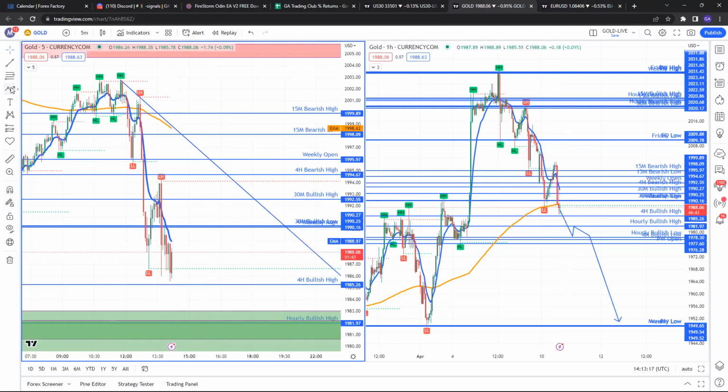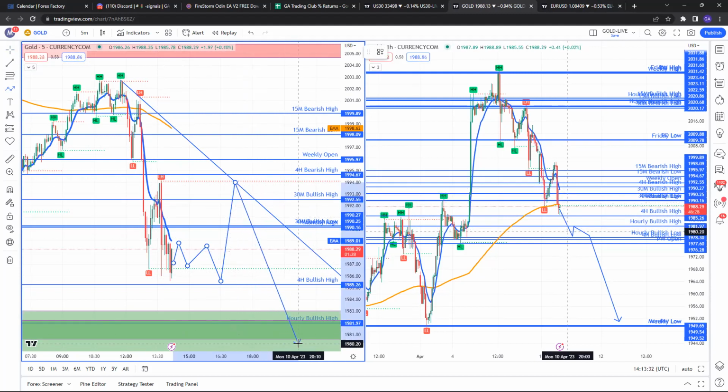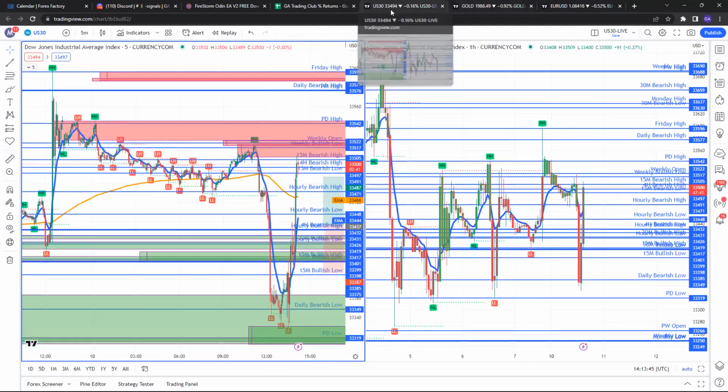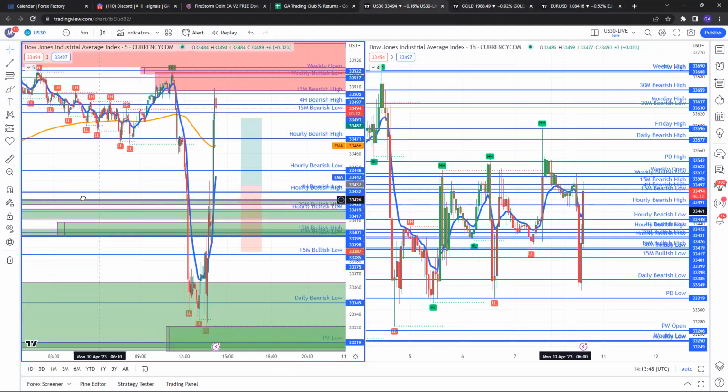So gold can, right now it's pretty much consolidating. So it can do this, pick up liquidity from the 4-hour bullish high, and then retest the trend line, which would line up with the 4-hour bearish high. And then gold comes back down. Oh, I'm sorry. Gold comes back down. Just dropped my mouse. Okay, so that's what I'm looking for on gold. US 30.